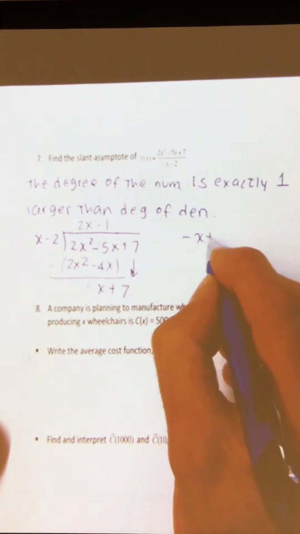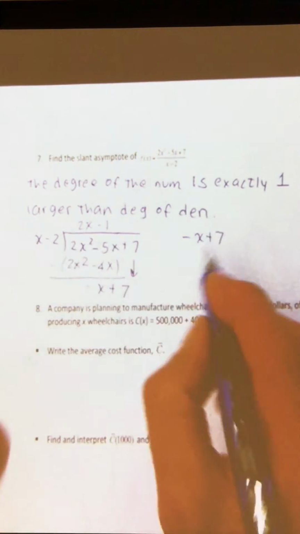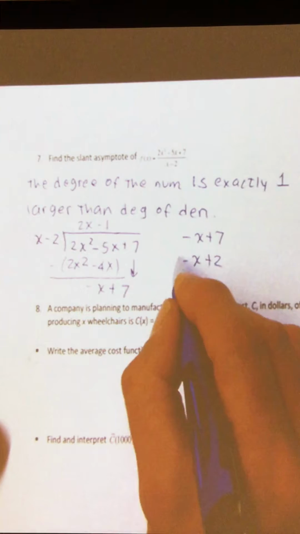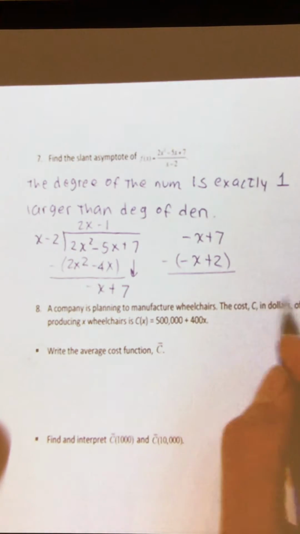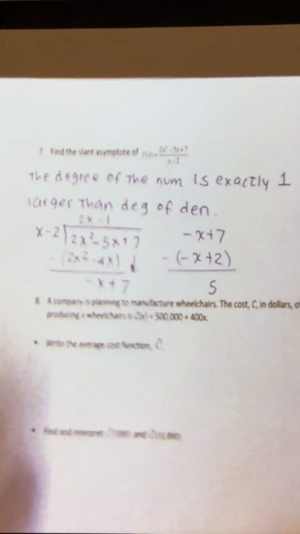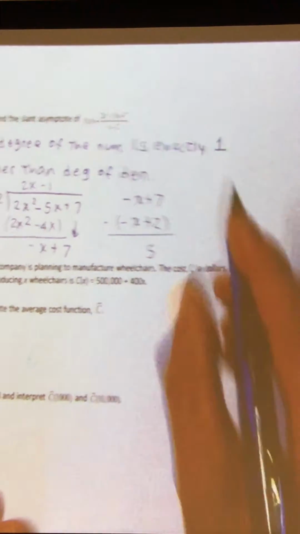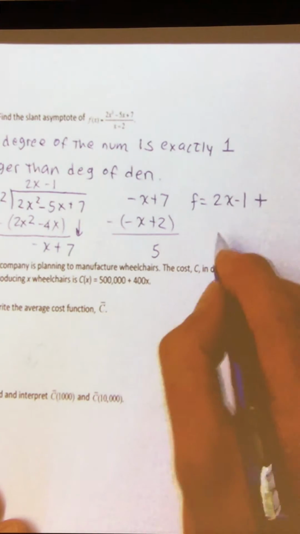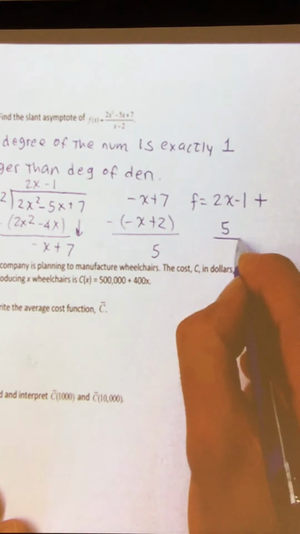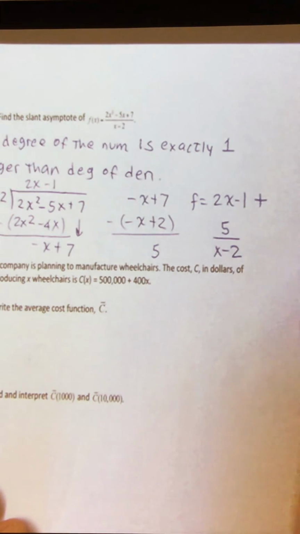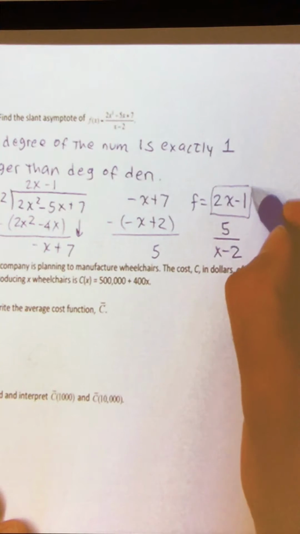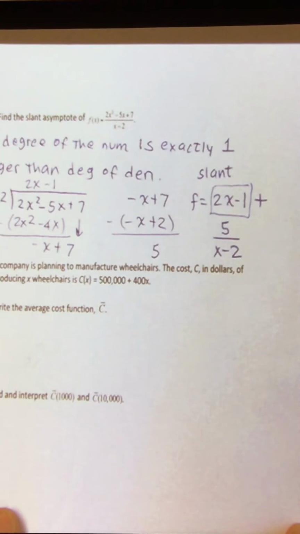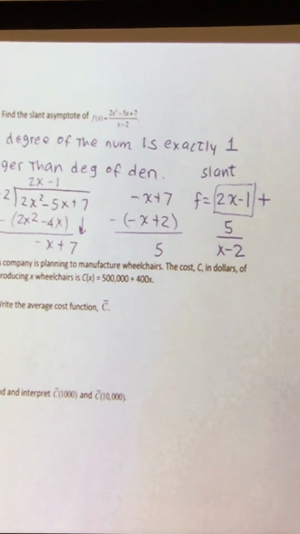And then x multiplied by negative 1 will give us negative x. So negative x plus 7. Negative 1 times x is negative x, and negative 1 times negative 2 is plus 2. And of course we'll subtract, and we'll get a remainder of 5. So that means the original function f of x is given by 2x minus 1 plus 5, the remainder, over x minus 2. And this right here is our slant asymptote. So y equals 2x minus 1 is our slant asymptote.